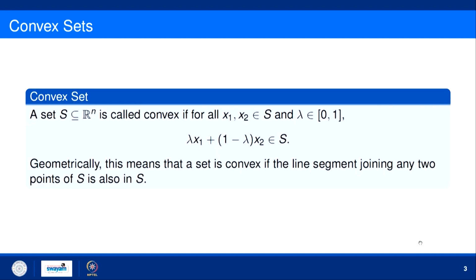So, when is a set said to be a convex set? A set S subset of Rn is called convex if for all x1, x2 in S and lambda between 0 and 1, lambda x1 plus 1 minus lambda x2 is also in S. So, what do you mean by this? Let us try to understand.